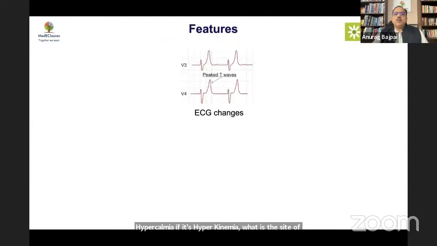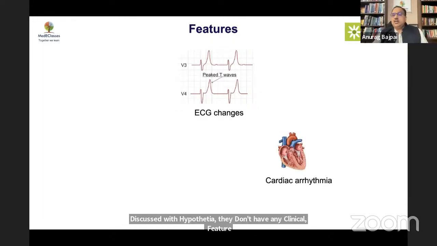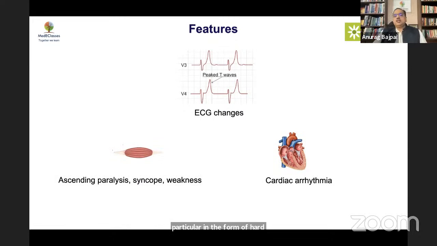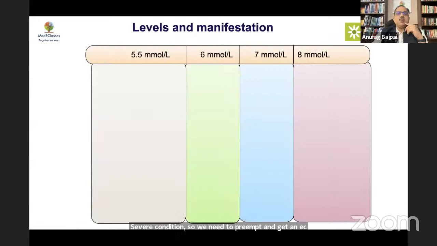So in that perspective, of course, the most common feature, as we discussed, is that hyperkalemia usually doesn't have any clinical feature. They are usually ECG changes. So if you've got classical ECG changes, if there is cardiac arrhythmia, particularly in the form of heart blocks, and if there is a sudden onset ascending paralysis, syncope, or weakness, but usually hyperkalemia is a very, very severe condition. So we need to preempt and get an ECG done before all these changes happen.